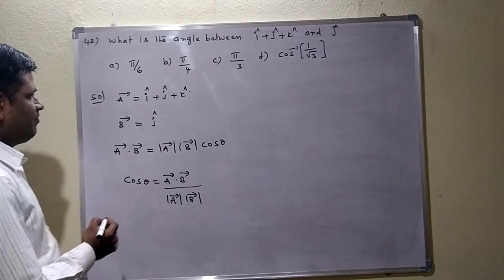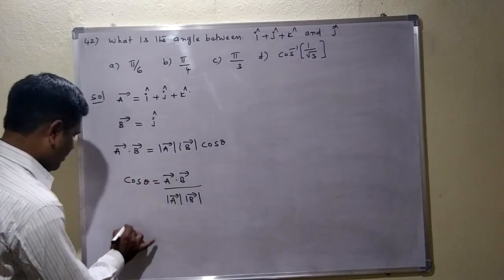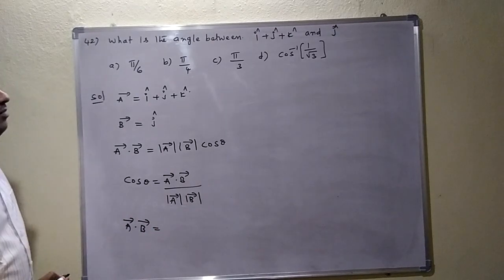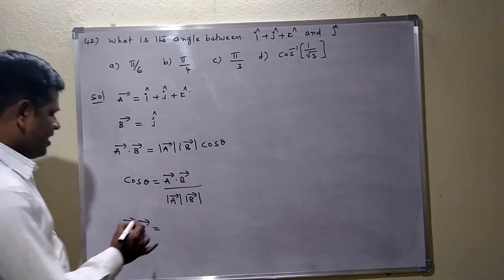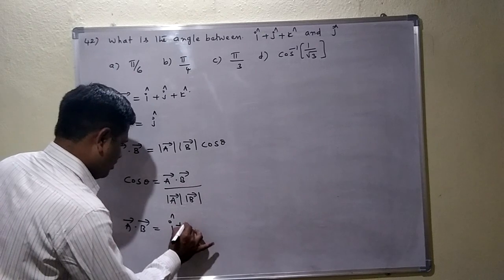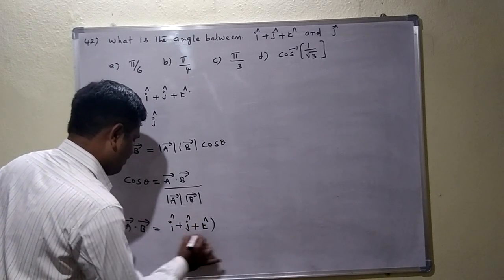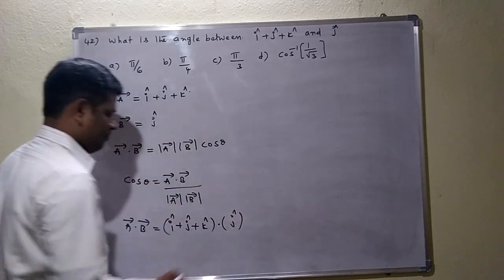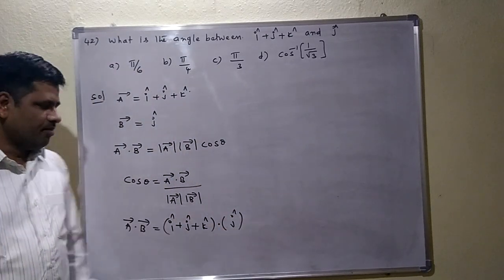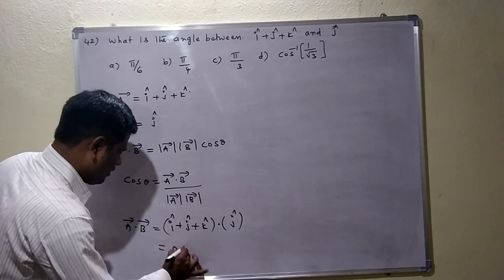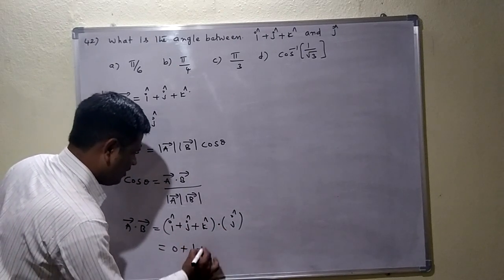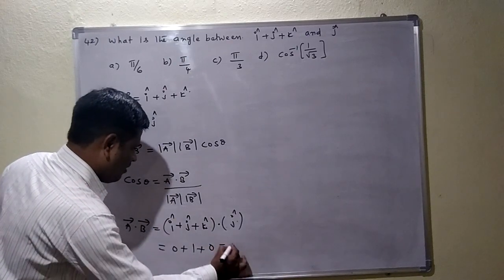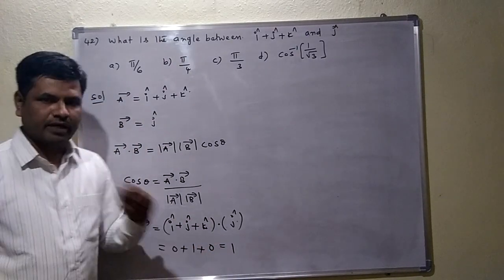Now first of all we find A bar dot B bar. The A bar dot B bar value is required here. A bar dot B bar means I cap plus J cap plus K cap dot J cap. I cap dot J cap is equal to 0. J cap dot J cap is equal to 1. K cap dot J cap is equal to 0. So the A bar dot B bar value is equal to 1.